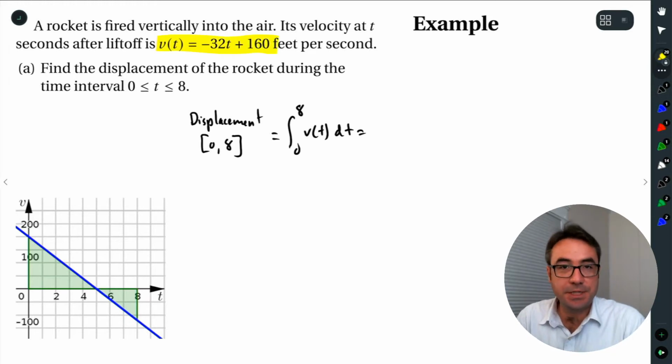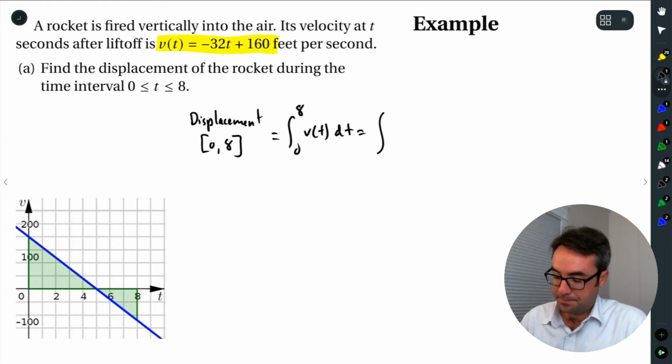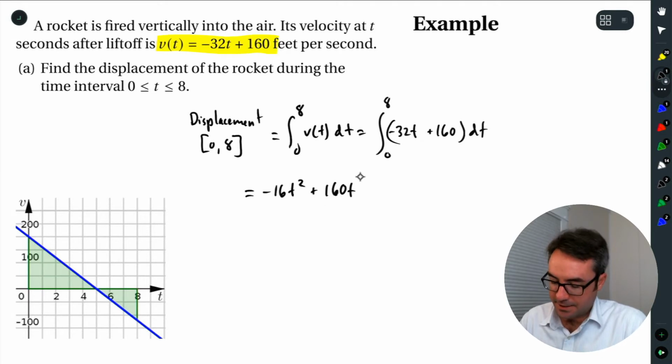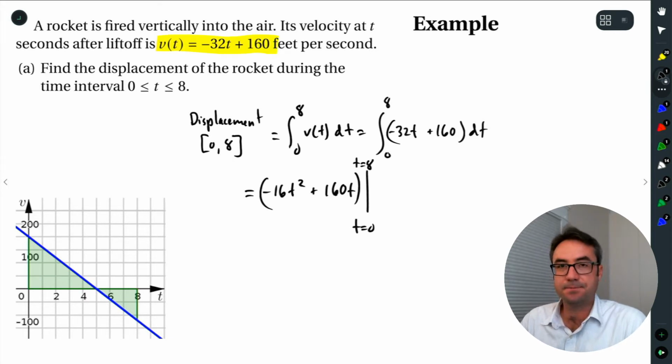So it's negative 32t plus 160. That's our velocity function. So we can just integrate that. Let's get our antiderivative. So what's the antiderivative of negative 32t? Well, the antiderivative there is negative 16t squared. What's the antiderivative of 160? It's 160t. And then we're adding here. That's our antiderivative. And then we're going to evaluate this from t equals 0 to t equals 8.